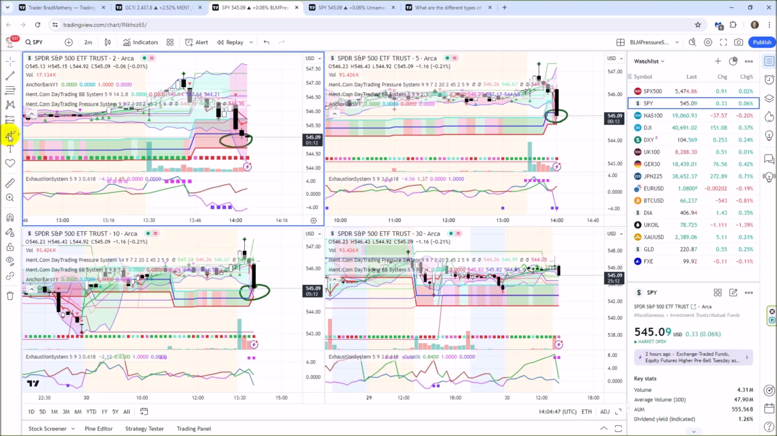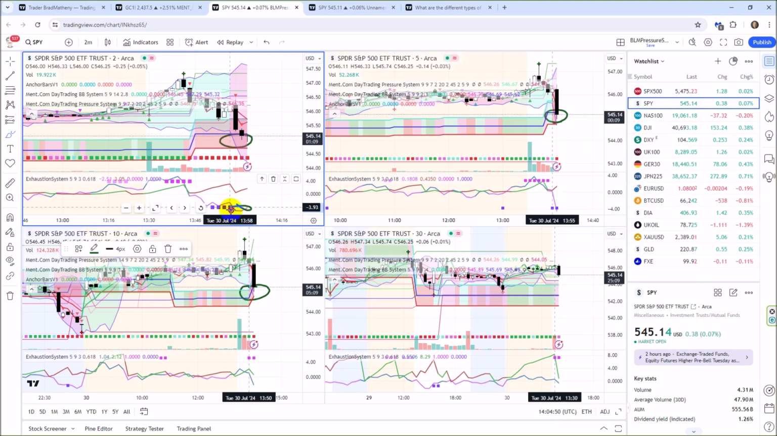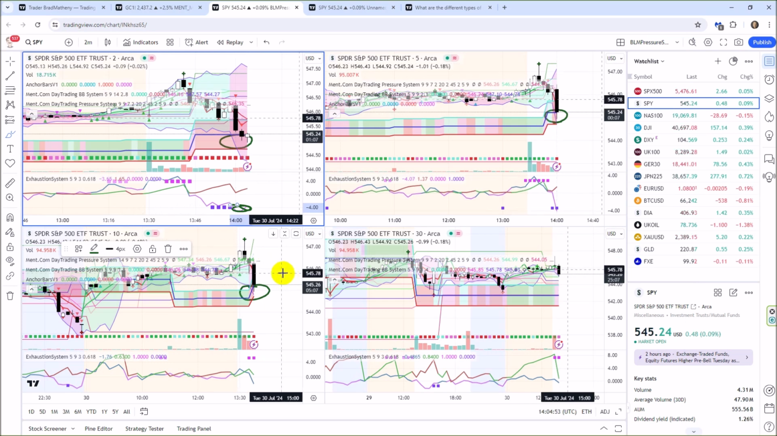That's the problem with Discord. Every time I get a message, it pops up that damn Windows screen.